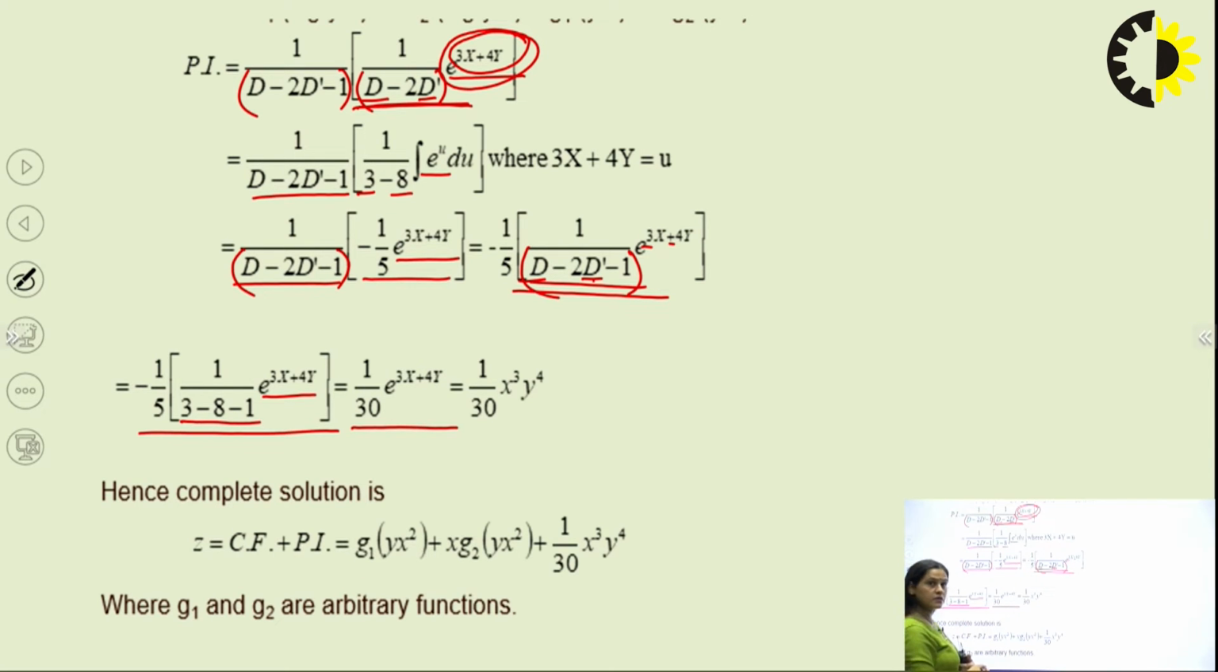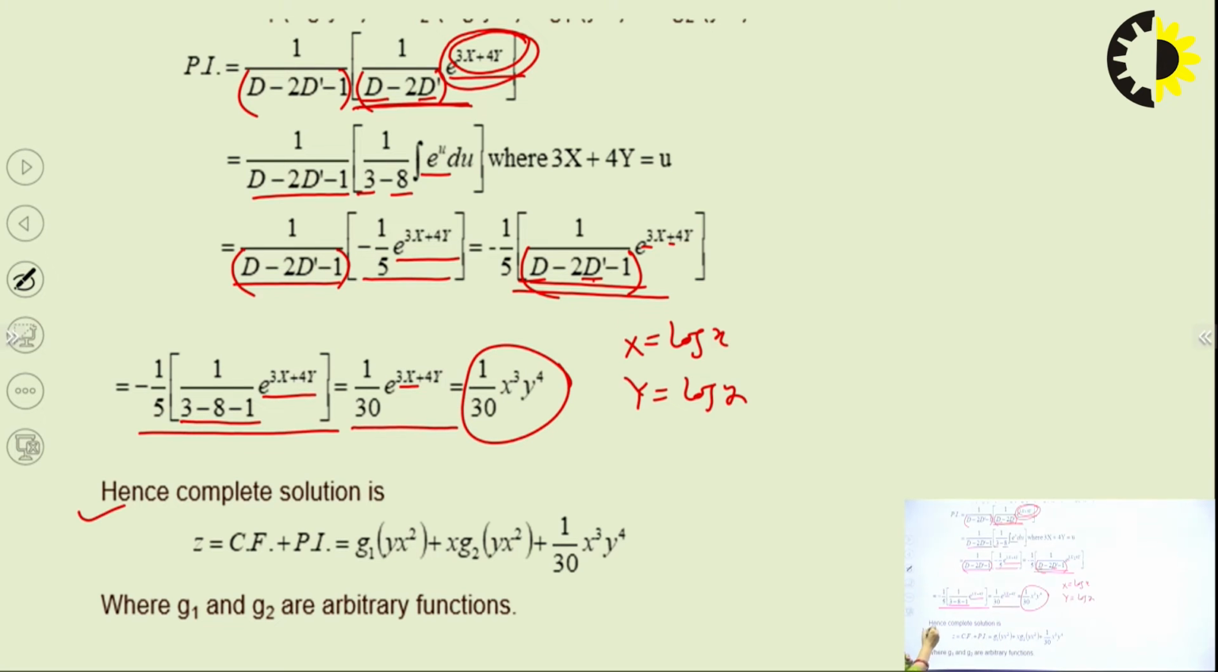Now, since the question was in small x and small y, and just to obtain the solution we converted small x into capital X and small y into capital Y, the solution should again be in small x and small y. So what is capital X? Capital X we know is equal to log x, and capital Y is log y. On replacing, we will get x cube y to the power 4 upon 30.